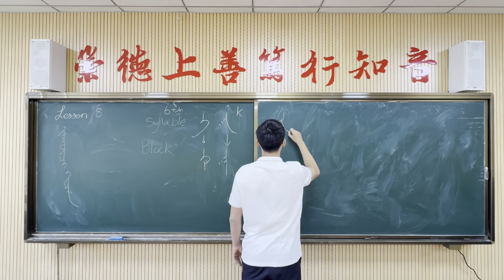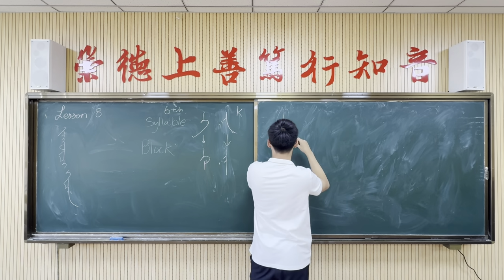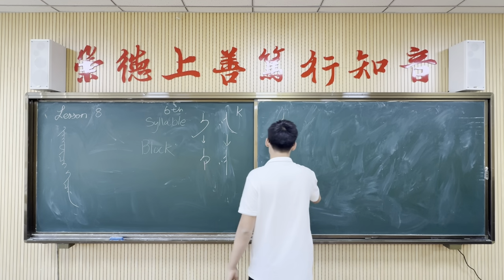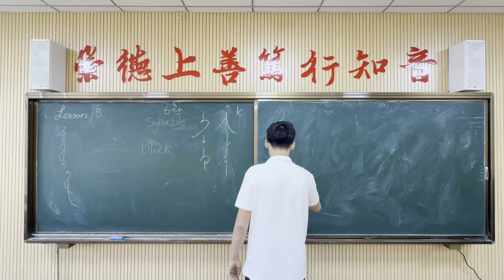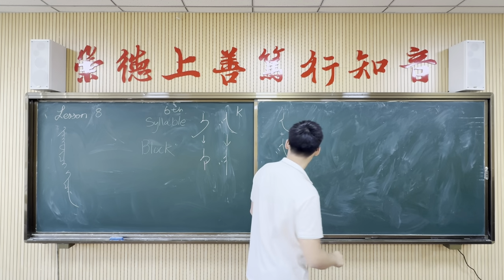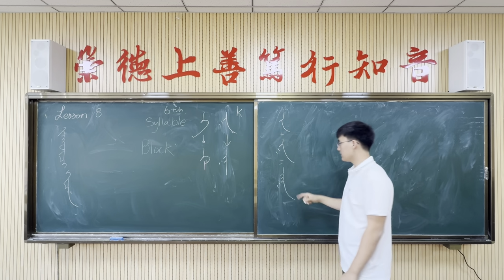So we're going to start with a, right? A plus k is ak. Ak. Right? A plus k is ak.